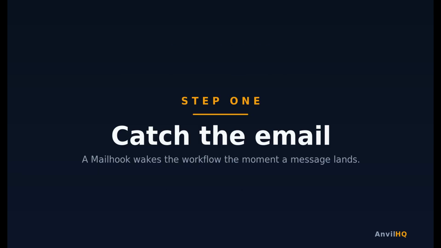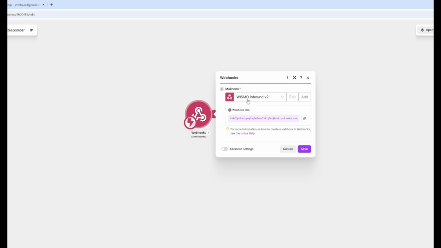Step 1. Catch the email. In Make, you start a new scenario. Their word for a workflow. And the first module is a mail hook. Think of it as a private email address that, whenever a message arrives, wakes up the workflow and hands it the sender, the subject, and the body. Make gives you that address.